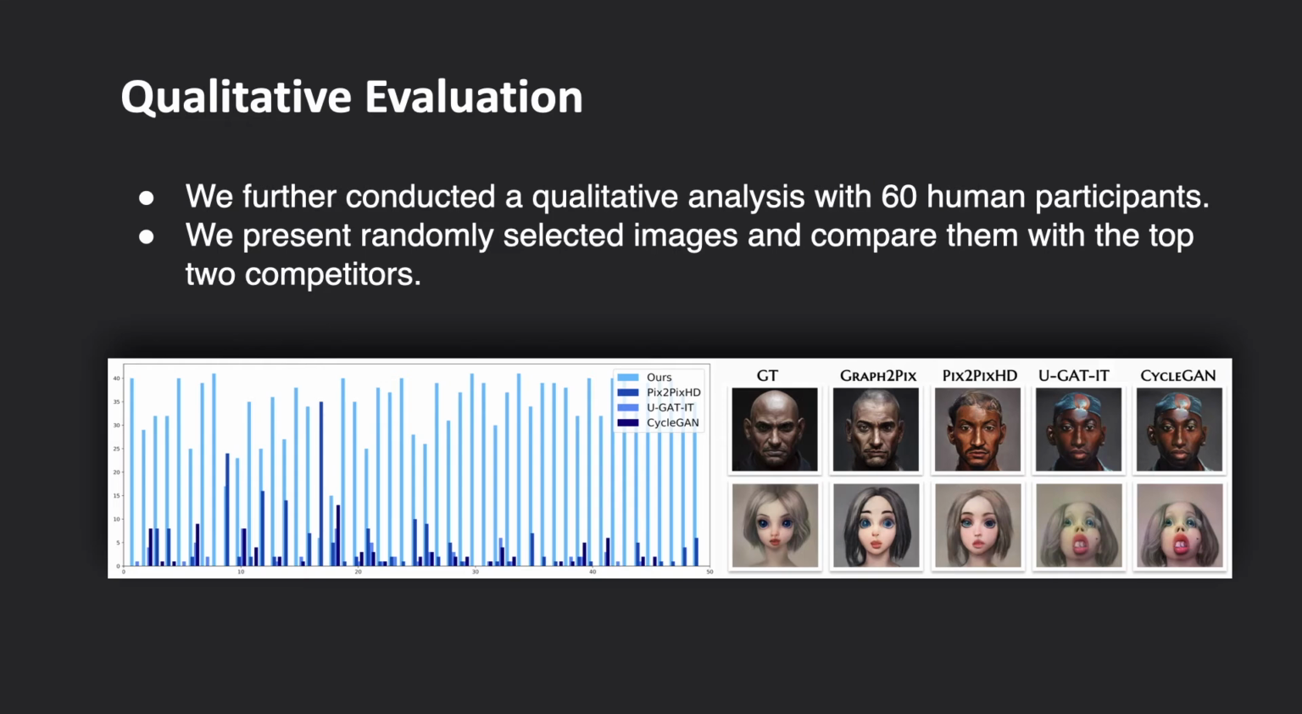The bar chart on the left shows how many times a method was preferred. The horizontal axis is for each image, and the vertical axis shows how often a method was preferred for a particular image. Our method received the majority of the votes, shown as the light blue bars, followed by Pix2Pix HD. For example, as you can see from the highlighted place, users preferred the 19th image 66% of the time, while preferring Pix2Pix HD 7% of the time.